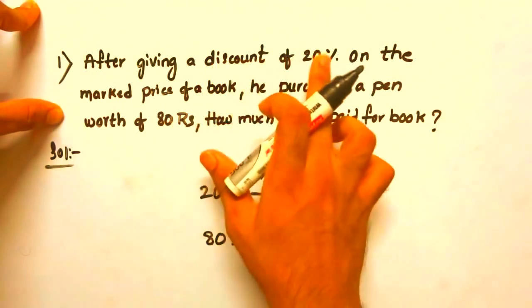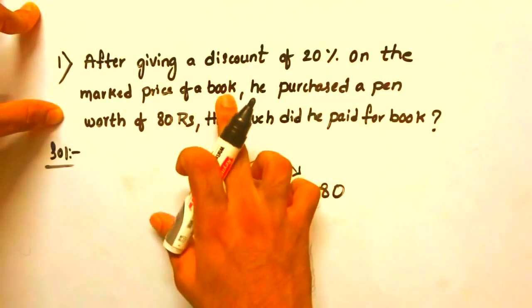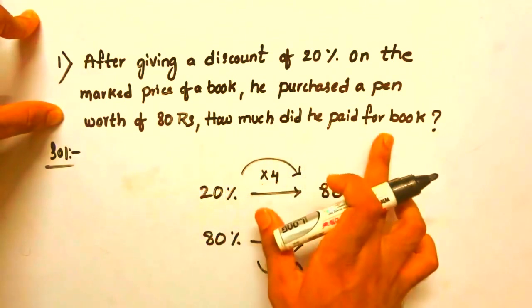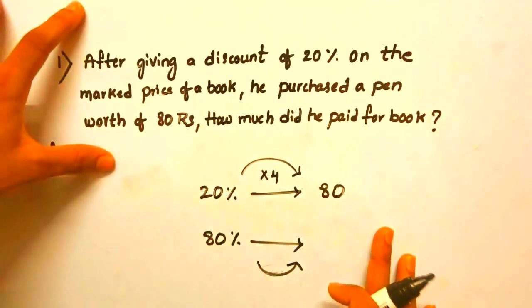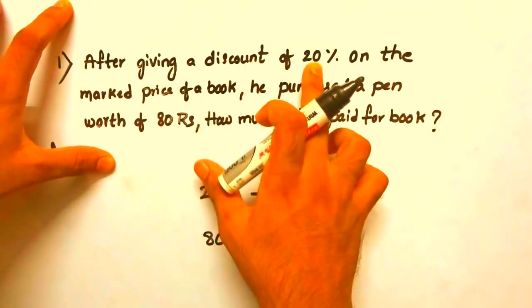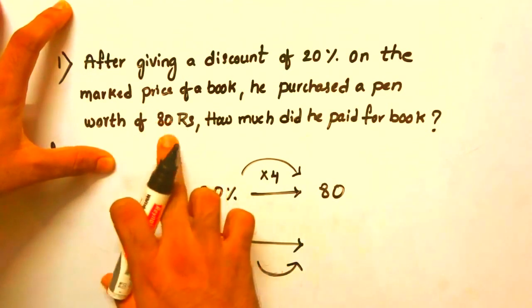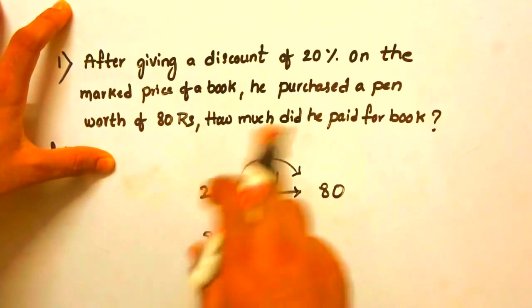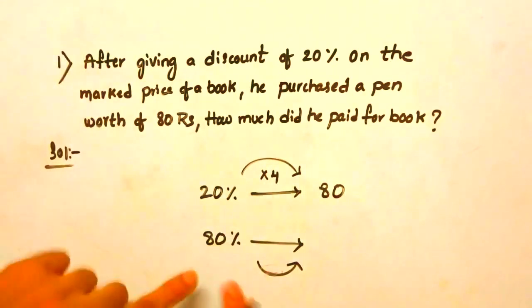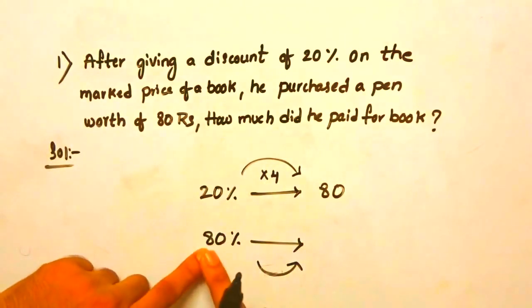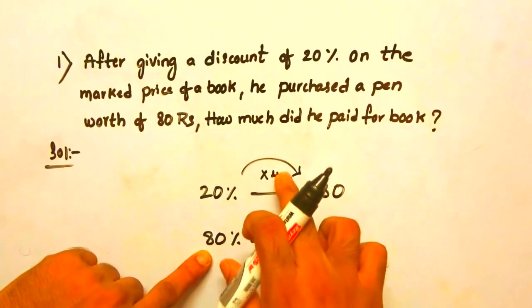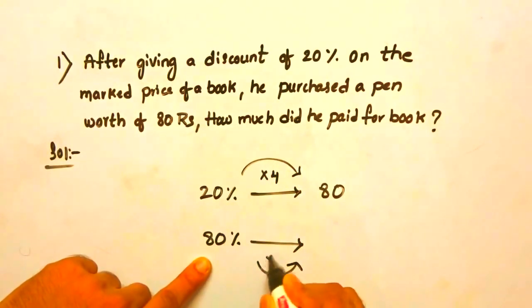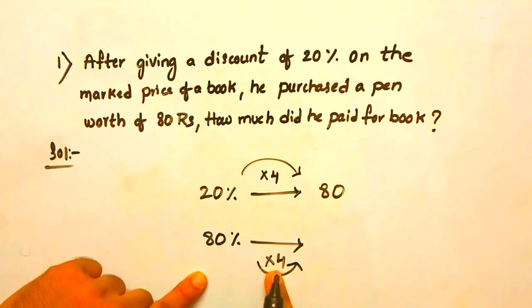After giving a discount of 20% on the market price of a book, he purchased a pen worth 80 rupees. How much did he pay for the book? The question states that after giving 20% discount, he purchased a pen worth 80 rupees. So it is clear that 20% is equal to 80 rupees. It is multiplied by 4 on the top level. Then what about the remaining 80%? The multiplier which was used here must also be used here. So multiply with 4. 4 8s are 32.